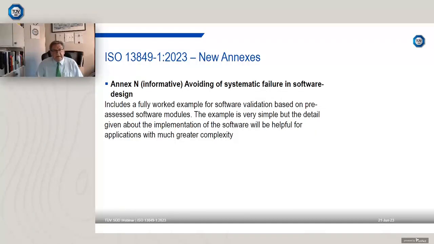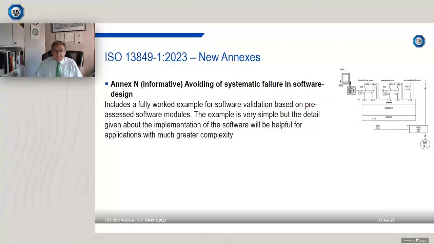Annex N is a standard about avoiding systematic failures in software. It goes through a fully worked example about the steps that you would need to take to meet the requirements of clause 7 to avoid systematic failures in software development. It is a simple example, it's true to say. It's just used for a safety PLC, but it's software, obviously. Used for a safety PLC with just a couple of safety functions.